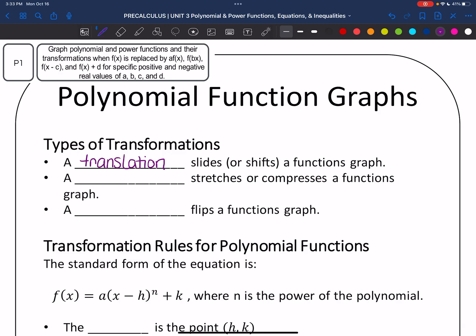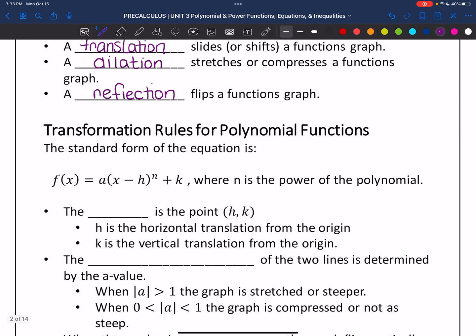A sliding or a shifting to the left or to the right, or perhaps up and down, that is a translation. Now, when we stretch or compress a function graph, that is called a dilation. It's going to keep the same shape, but it's going to be stretched or pressed down. And last but not least, whenever we flip a function's graph, that is called a reflection. So with these three terms now, let's go ahead and look at the rules.